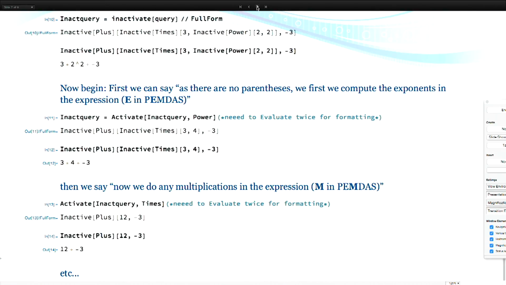Does it activate the outermost times, like all the times, to the 3? It activates all the inactive times heads. So throughout, it's like a replace all kind of thing.